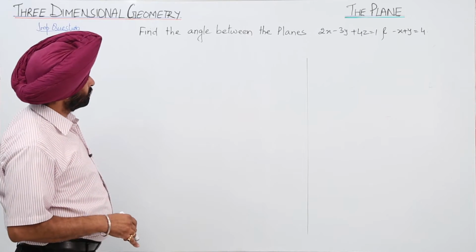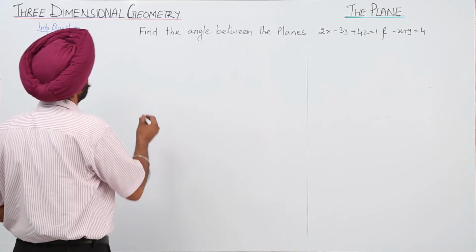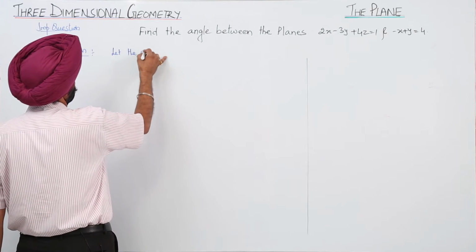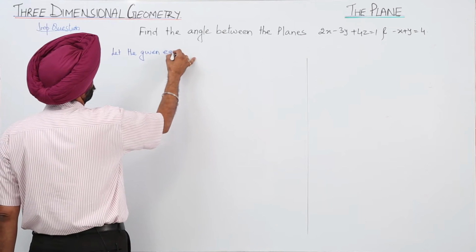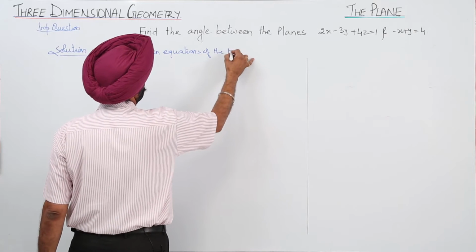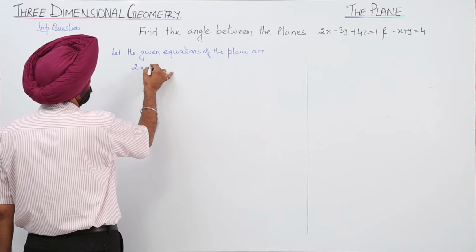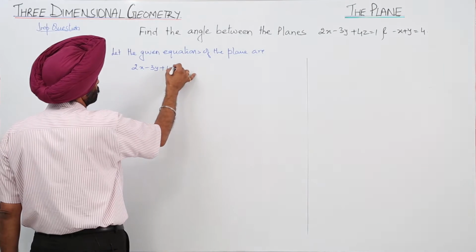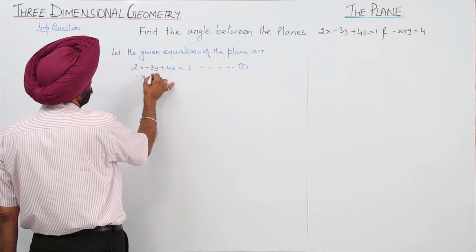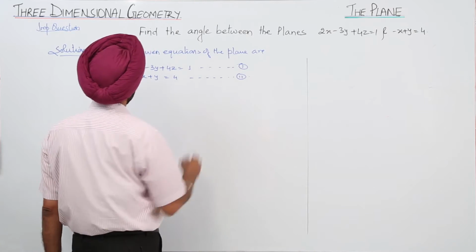Now we have to find the angle between the planes when the equations are in the Cartesian form. Let the given equations of the planes be 2x minus 3y plus 4z is equal to 1, equation 1, and minus x plus y is equal to 4, equation 2.